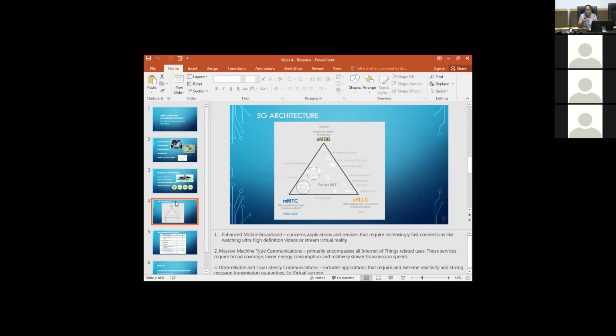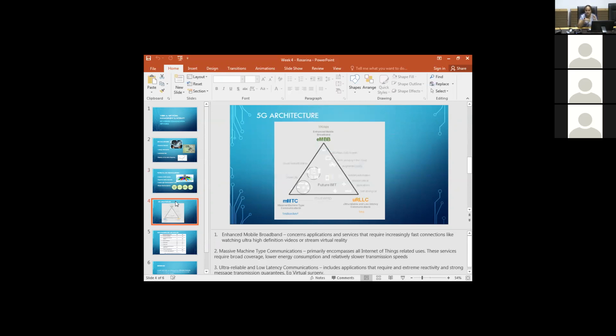This is basically where a community or an area is encompassed with all kinds of Internet of Things, and they require less broadband coverage, low energy consumption, and a slower transmission. So when the example was mentioned, I was like, okay, this is where that would go, for smart cities, massive machine type communication.